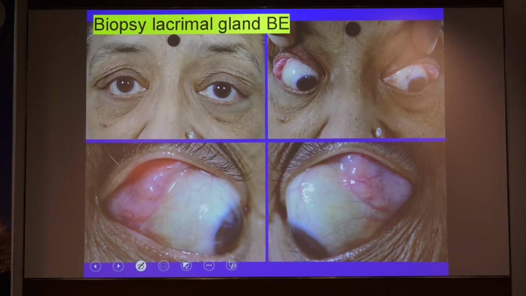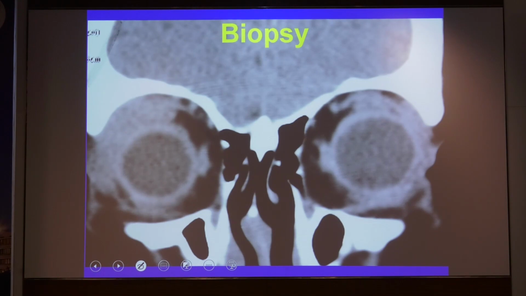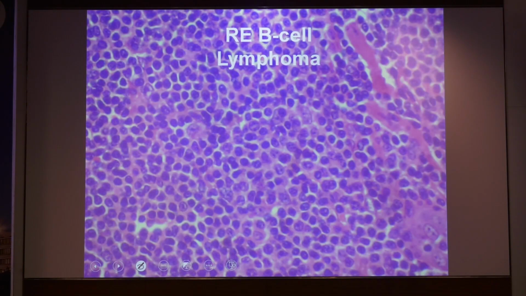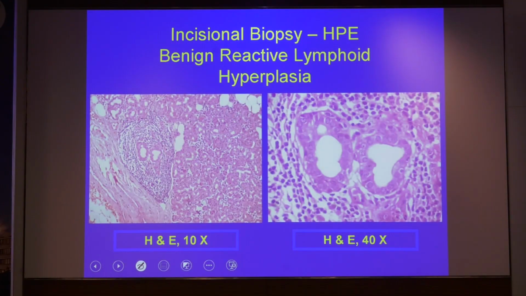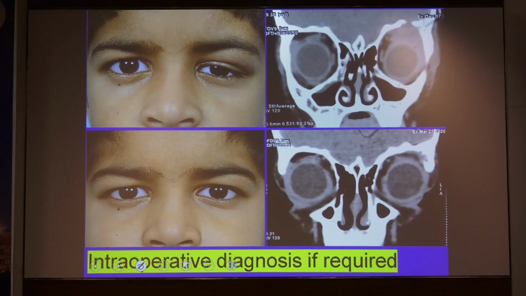This was a patient with lacrimal gland lesions in both eyes, and on biopsy she showed Sjogren's. The right eye, of course, later, after washout, when the second biopsy was done, showed lymphoma. So there are many cases like this. I don't think I have time to show all of them.